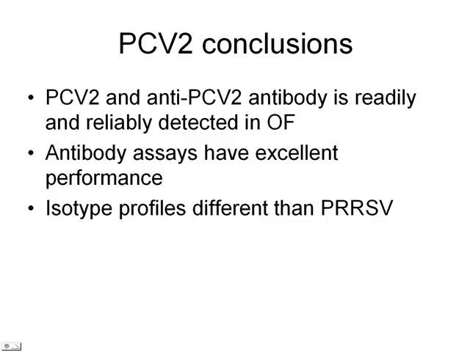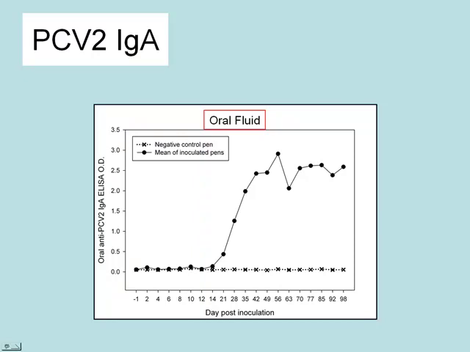This is the IgA data in oral fluid. There's not a commercially available IgA assay for PCV2 in serum, and we didn't test them. We did test the oral fluid for IgA, and as we can see, there's a lot of IgA there. And again, it's present all the way out to about 100 days post-inoculation, so it looks like we're going to have good luck with detecting antibodies in oral fluid for PCV2.